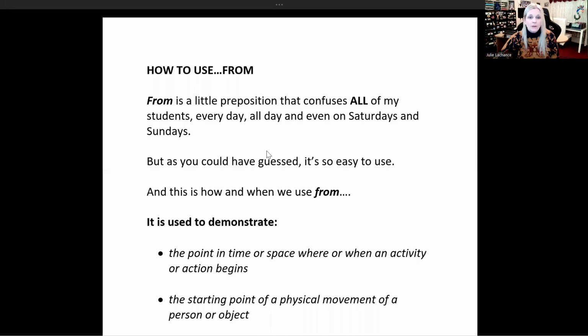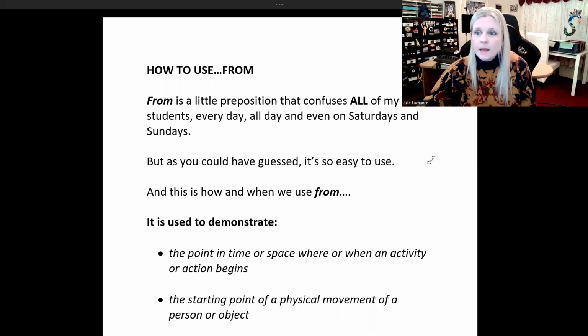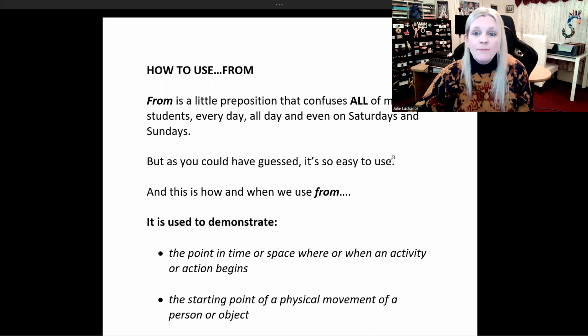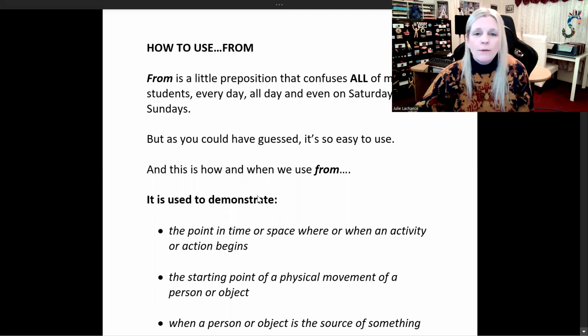So let's get our little work screen, and this is what we'll be working with tonight. Let me bring this bigger. Okay, how to use from. From is a little preposition that confuses all of my students every day, all day, and even on Saturdays and Sundays. But as you could have guessed, it's so easy to use. And this is how and when we use from.